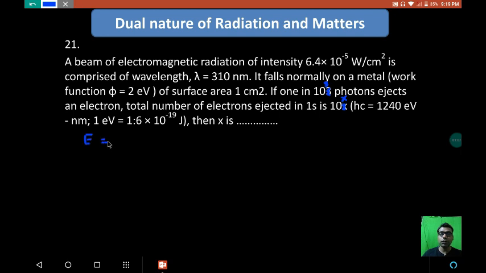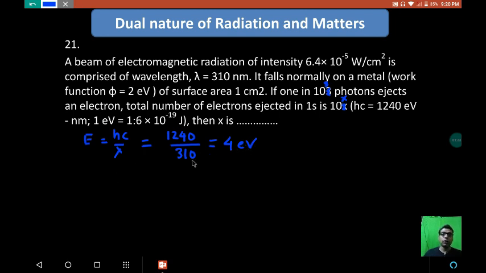Energy is equal to hc by lambda. We know the hc value is given. It is 1240 eV nm. So we directly put the value as 1240 eV nm divided by lambda, because the lambda is also given in nm. So we directly put the values without changing anything. So from here we get the value as 4 eV.